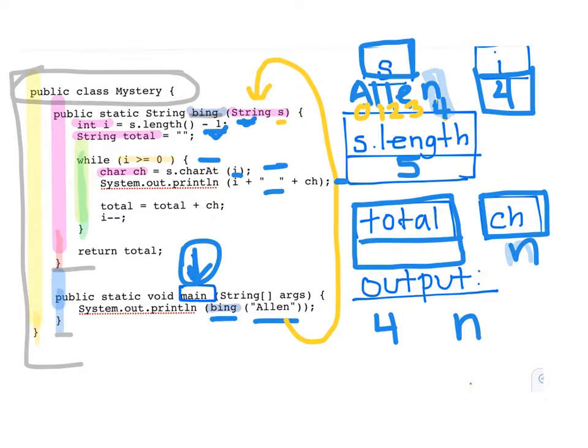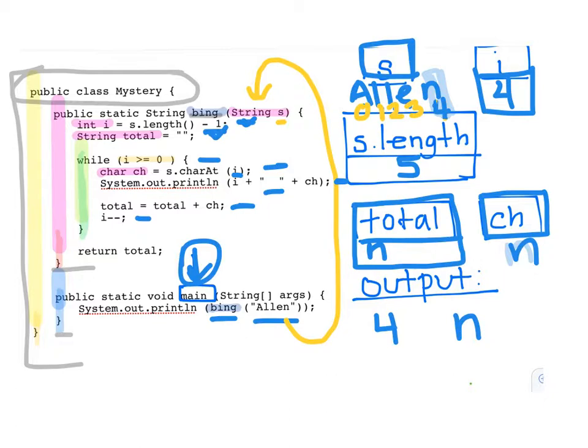And then it's going to do total. So we're at this line of code: total equals total plus ch. Total has nothing in it, and when we add ch to it, which is n, then we end up with n. So we did that, and now i minus minus, so that is a decrement. That means we're going to reduce i by 1, so it's just going to go down by 1.